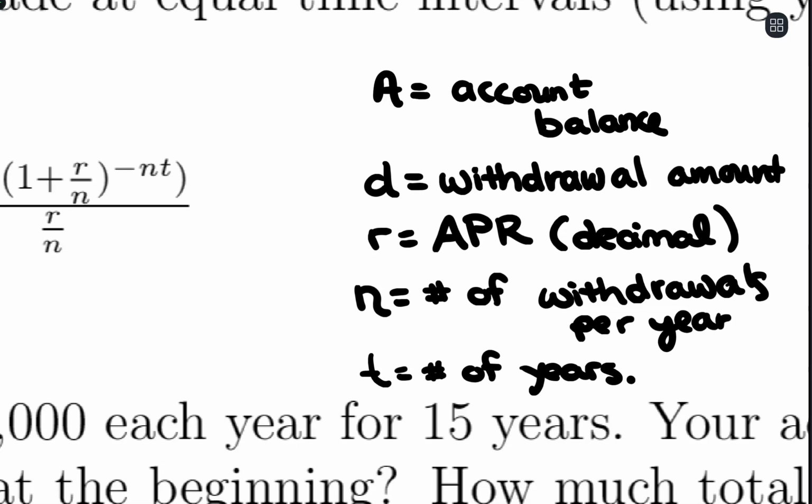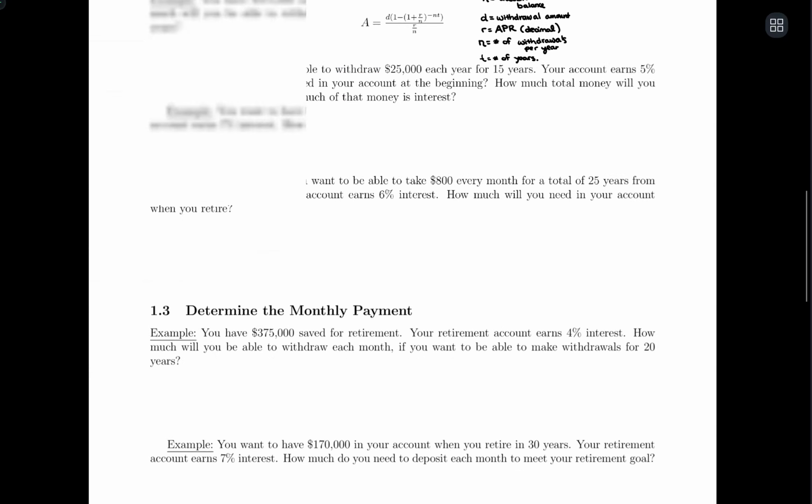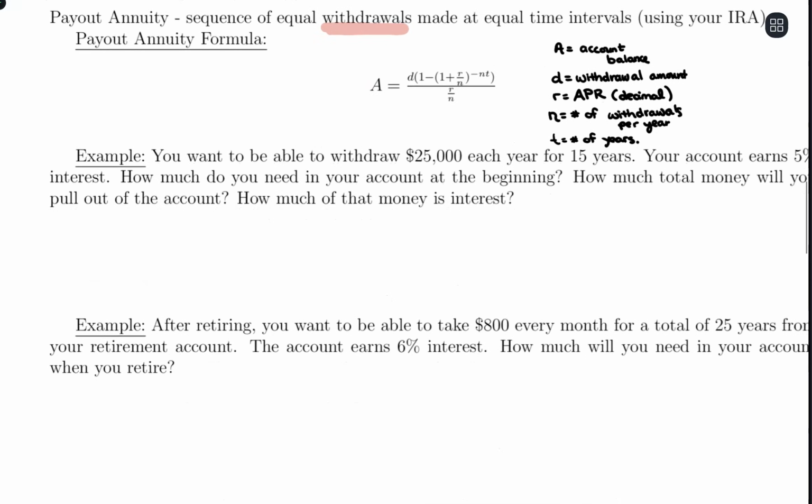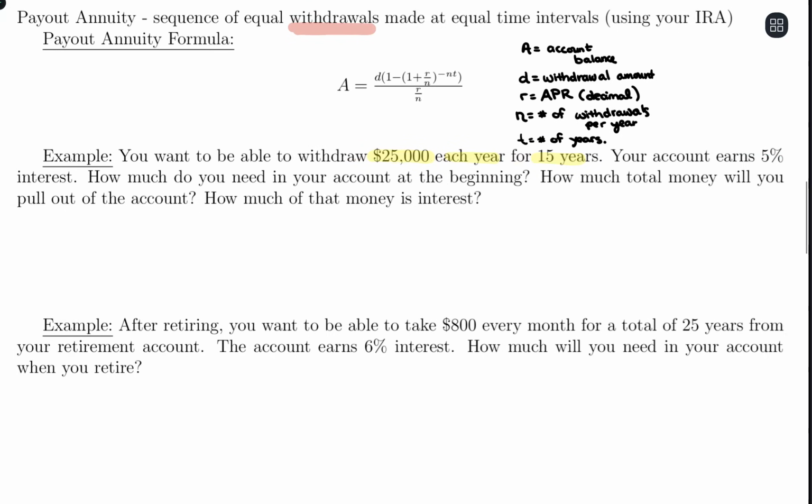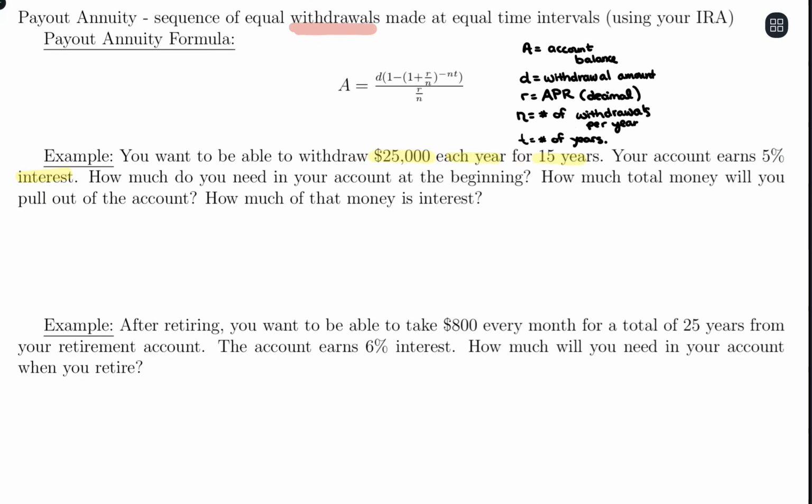Okay, let's take a look at a few examples here. We're going to do 2 examples with this. So, you want to be able to withdraw $25,000 each year for 15 years. Your account earns 5% interest. How much do you need in the account at the beginning? That right there is asking, what is A? So what's the account balance when we are starting? How much total money will you pull out of the account? So how much money are we going to use up? And then how much of that money is interest?